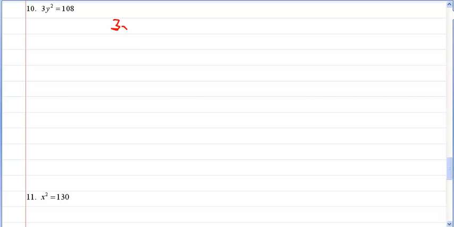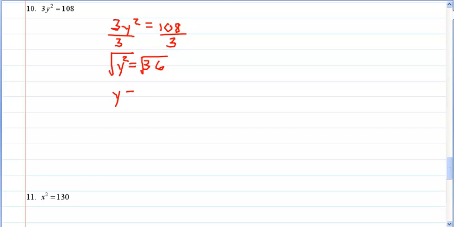For number 10, we have 3y squared equals 108. And what I first want to do is get the y squared by itself. Since the 3 is being multiplied, we divide both sides by 3 so that we get y squared is equal to 36. Now that we have y squared by itself, we take the square root of both sides because the square and a square root are opposites, and we're left with just a y equals the square root of 36.